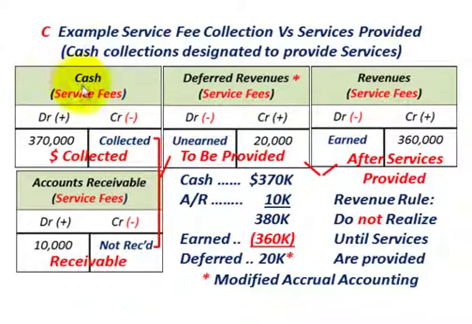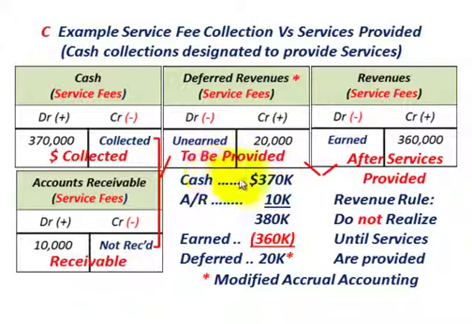So let's start with our cash account here. We had a debit, cash received, collected here of $370,000. And then along with that, we're going to have some accounts receivable here for service fees. They haven't been paid yet. Some debit that here for $10,000. So we didn't receive that cash yet. That's still a receivable. So now let's calculate our deferred revenues versus what we recognized as revenue. So for our revenues, we're going to recognize $360,000. And there would be $20,000 here in deferred revenue. So let's look at how we calculate that.